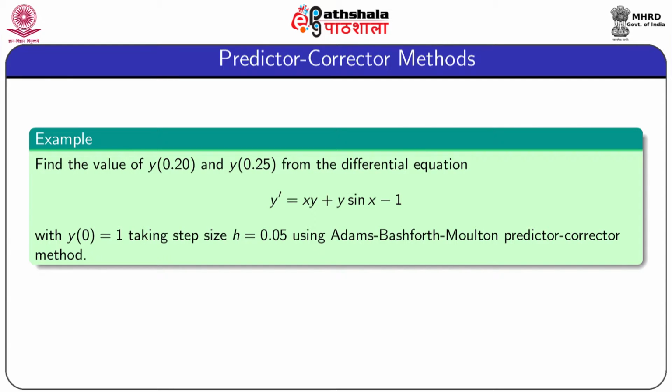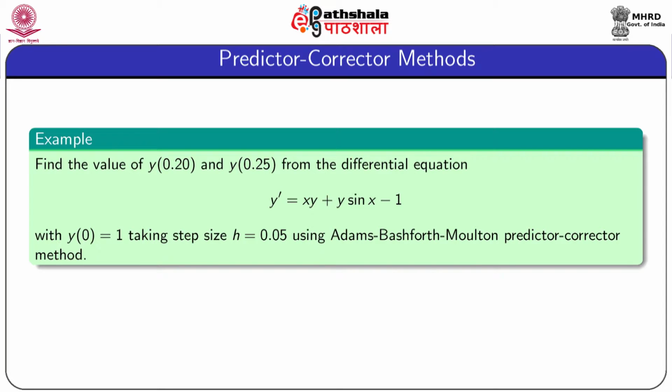Now, let us consider one example to illustrate the Adams-Bashforth-Moulton predictor corrector method. In this problem, the differential equation is dy/dx equals xy plus 1, y into sin x minus 1. The initial condition is x equal to 0 and y equal to 1. We have to calculate the values of y at x equal to 0.20 and 0.25. So, we have to calculate two values of y.